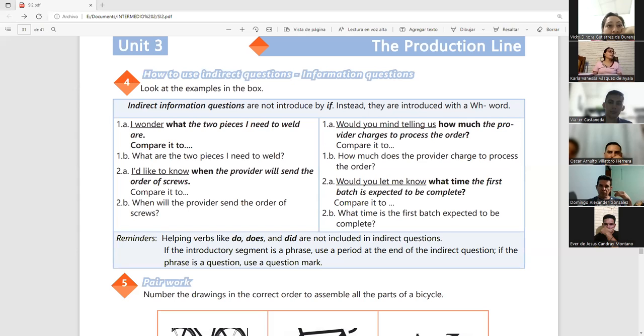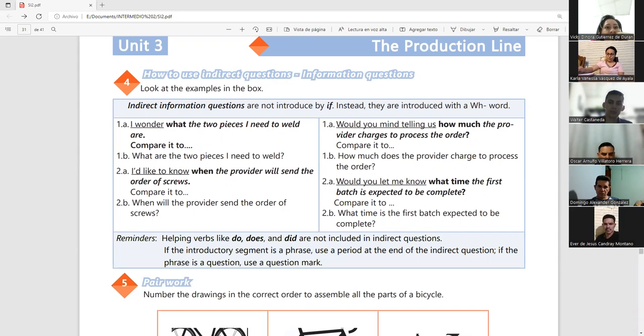So here again, we have other examples. Si se fija acá, estamos jugando con I wonder, I'd like to know, would you mind telling us, would you let me know, all right? Y ya en ninguno de esos ejemplos estamos usando el if, because they are information questions. On the first one, we're using what, on the second one, we're using when, on the 1A, how much, and 2A, what time, all right? Entonces estamos jugando con las WH questions. ¿Por qué? Porque a pesar que son indirect questions, son information questions, ya no son yes or no.